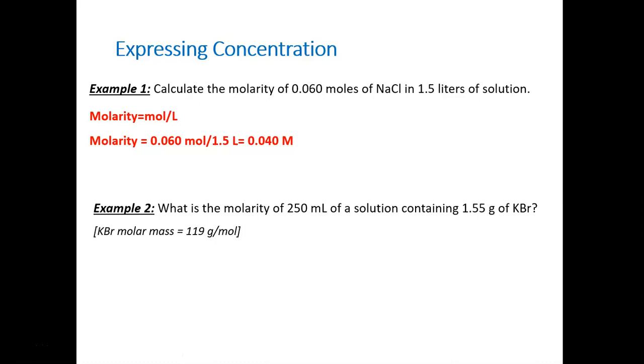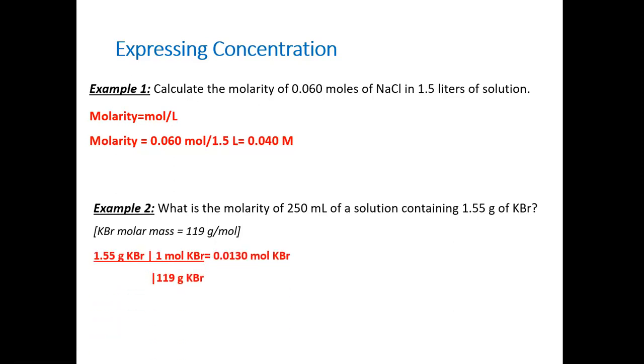All right, so let's look at the next example. The next example says, what is the molarity of 250 milliliters of a solution containing 1.55 grams of potassium bromide? And I gave you the molar mass. Now, again, molarity is moles per liter. So we need to get moles and then we need to get liters. The liters seem pretty easy, right? If I have milliliters, it's trivial to convert that to liters, but I am going to have to convert the grams to moles. So let's go ahead and do that, okay?